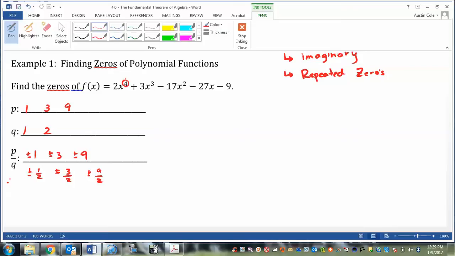So that's our x button right there. We're going to type that one. That's our exponent to the 4th power. Now we need to get the over button.